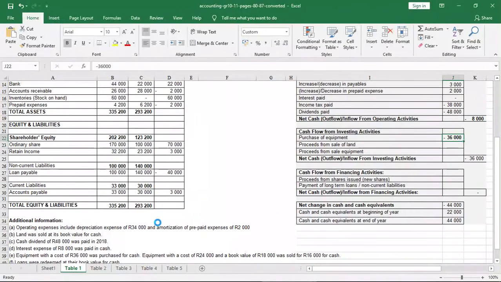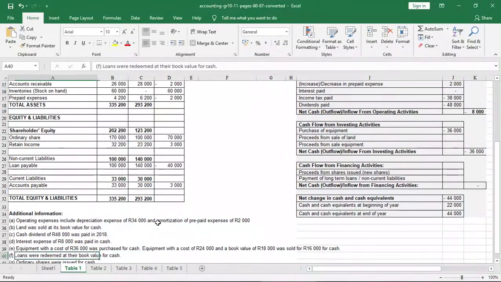Okay, take out the bold. And then proceeds from sale of land. Now, how do you know that you sold land? Let's go to our additional information. It says land was sold at its book value for cash. Remember, land does not depreciate, so it was sold at its book value for cash.